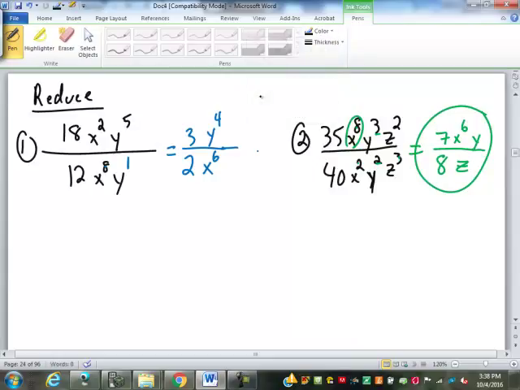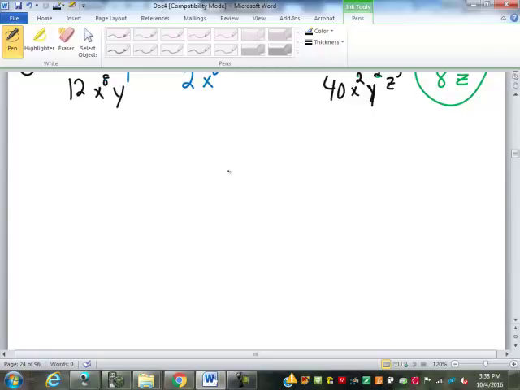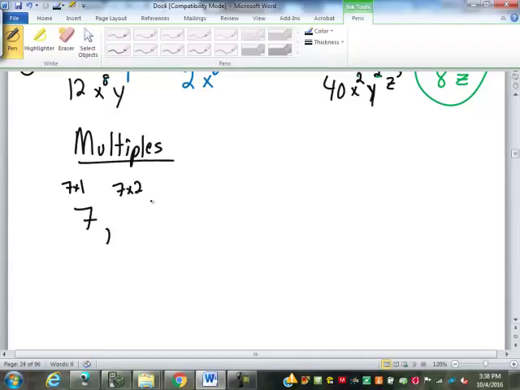We're going to come back and do more with these later. For right now, I want to review. We had talked about multiples. A multiple is just taking a number. Let's say we start with the number 7. The multiples of 7. Well, 7 itself is 7 times 1. The next multiple would be 7 times 2, which is 14. The next multiple will be 7 times 3, which is 21.